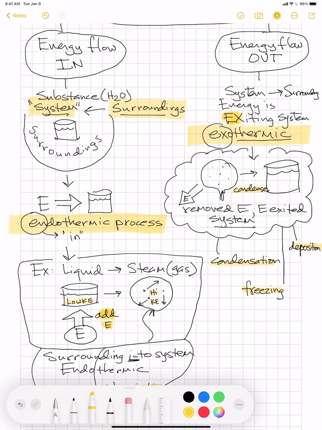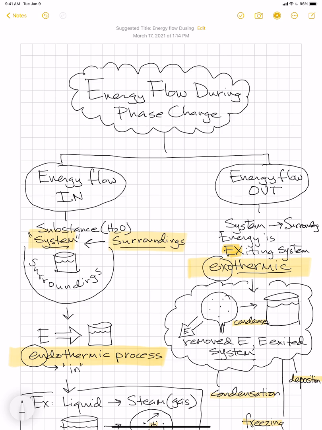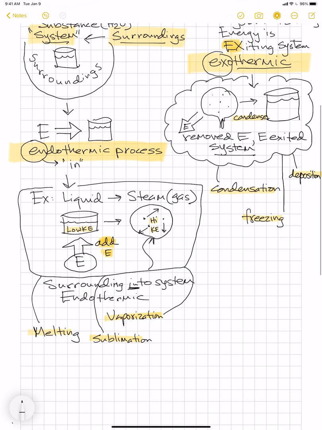All right, so we now know that any change of state can be identified by the way that the energy flows in or out of the system. We call those endothermic processes if energy flows into the system, and we call them exothermic processes if the energy flows out of the system. And we're able to identify each of the phase changes as either an endothermic process or an exothermic process. Okay, guys. Well, thanks for listening today. And that's the end of our lecture about energy flow in reactions.